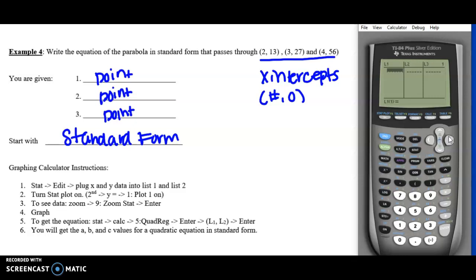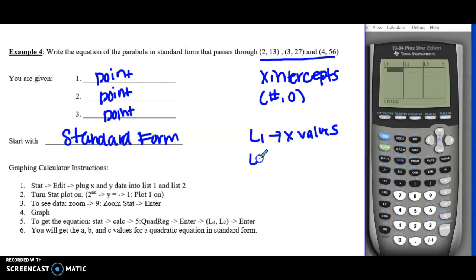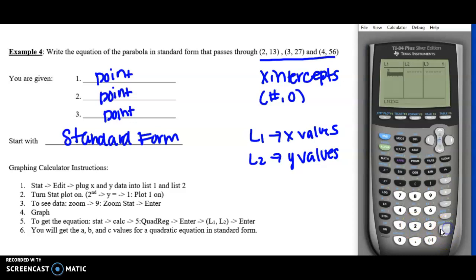If you have anything in your list, hit the up arrow, hit clear, hit enter, and you do the same thing for list 2. So list 1 is going to be all of your x values, and list 2 is going to be all of your y values. Just like whenever we did linear regression or linear equations, it's the same exact thing. So I'm going to type in my x values as 2, 3, and 4, and then I'm going to scroll over to list 2, and I'm going to do 13, 27, and 56.